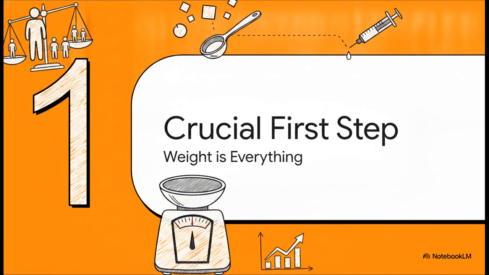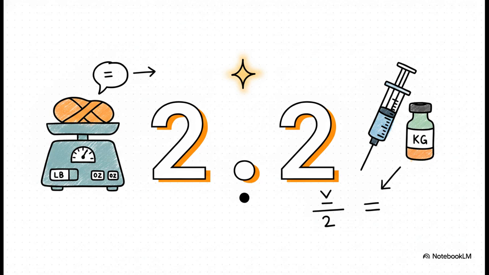In pediatrics, weight is everything. In adult medicine, we often use standard flat doses, but with kids, almost everything is meticulously tailored to their exact size. So this brings us to your golden number, 2.2. In the United States, we weigh babies in pounds and ounces, but medicine strictly speaks the metric system. To convert pounds to kilograms, you simply must divide the pounds by 2.2.